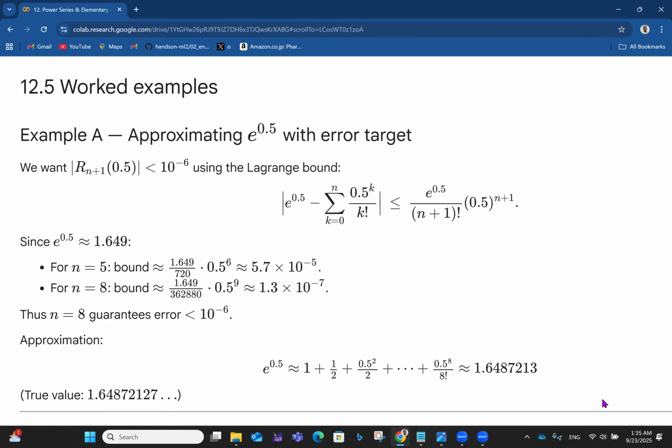And that's approximately 1.6487213, given the error that is required, right? So the true value is now given here.